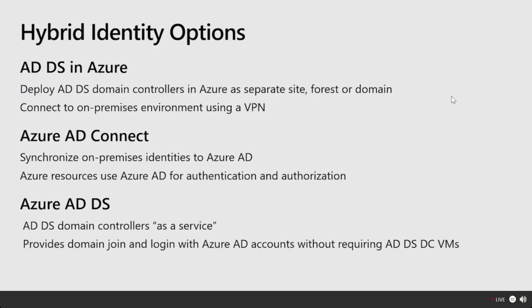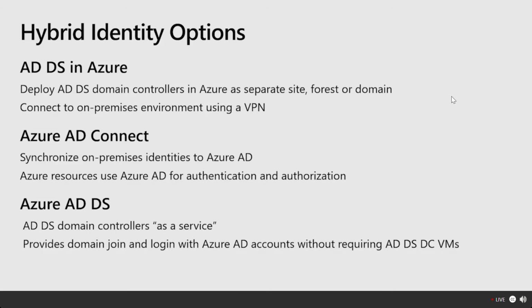Once we have our networking topology figured out, how do we handle identity? If we've got user accounts sitting inside Active Directory in our Windows server on premises, we have a number of options for how we can configure our Azure resources to be able to use those identities. Our options start with Active Directory Domain Services inside Azure. So this is where we are deploying servers that are running Active Directory as domain controllers inside Azure as virtual machines, as a separate site, a forest, or a domain. And they're connected back to our on-premises environment and our other domain controllers using a VPN connection.